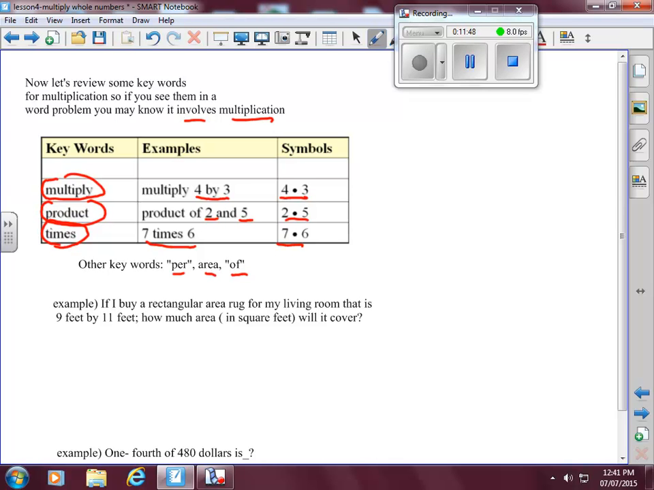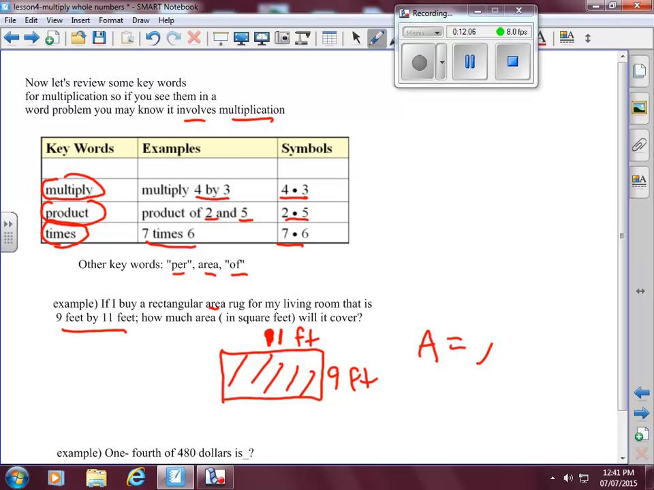So if I buy a rectangular area rug, see, here's my rectangular area rug, and the dimensions are 9 by 11. So we'll make this side 11. We'll make this side 9 feet. How much area in square feet will it cover? Well, you might be remembering area of a rectangle is length times width. So we're just going to take 11 times 9. And we're going to get 99 square feet. You can denote that feet squared like that. Okay? So be on the lookout for the word area.